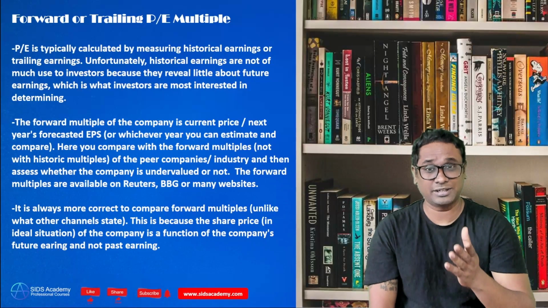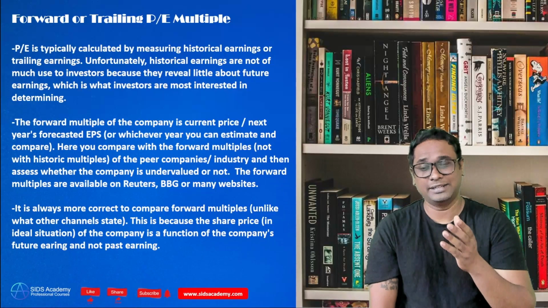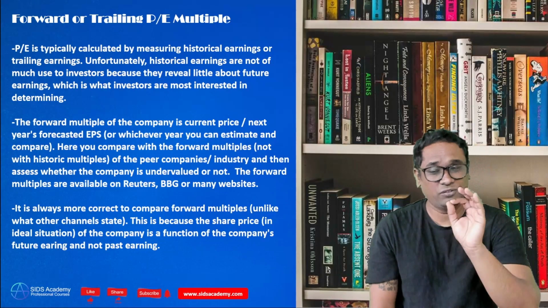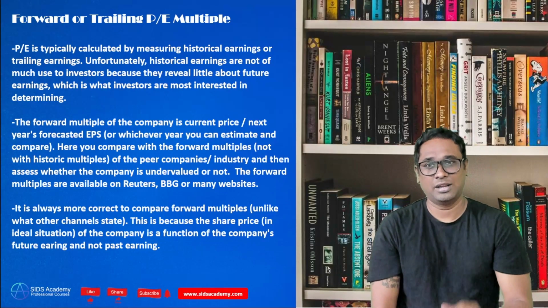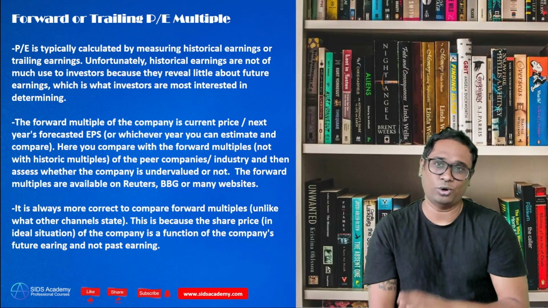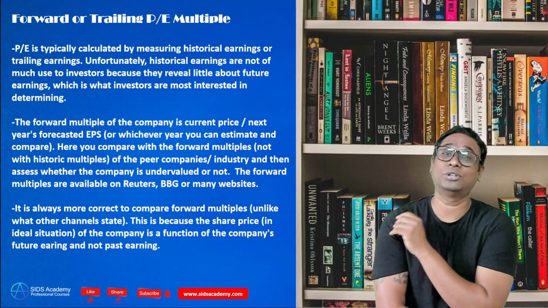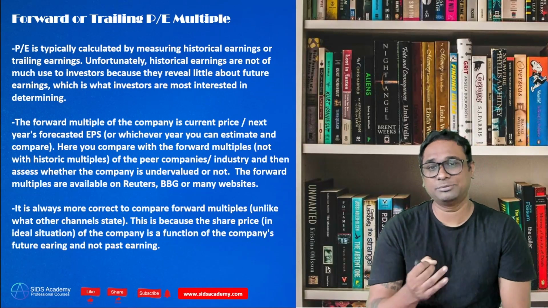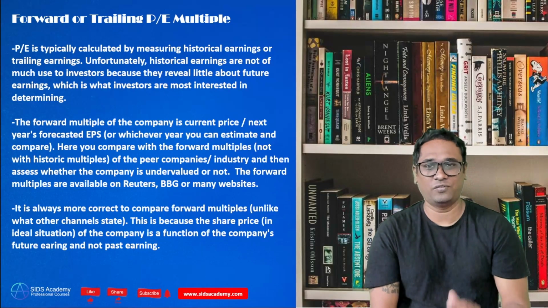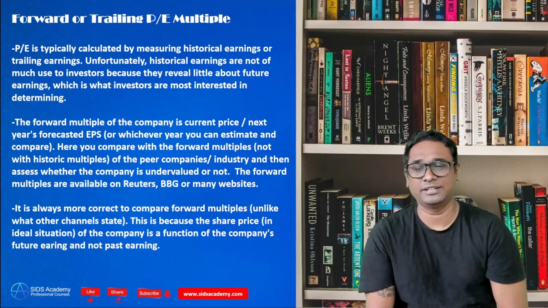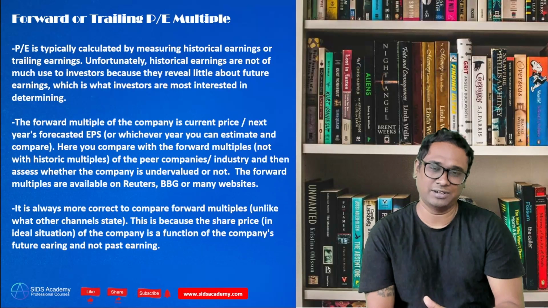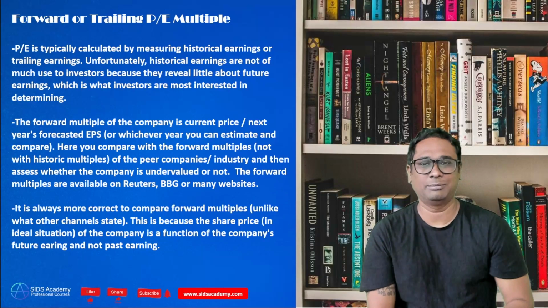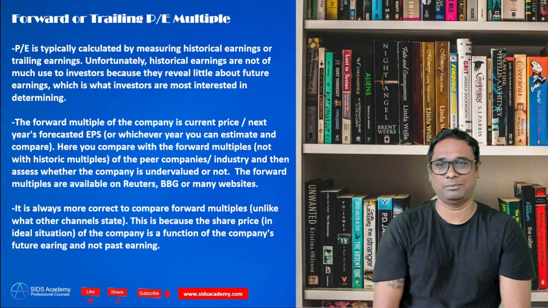And this is a very shocking phenomenon that on YouTube channels many people subscribe to the idea that people should be using trailing 12-month multiple. But if you have an option to compare either forward multiple or trailing 12-month multiple, always choose forward multiple because the share price is a function of forward earnings. Okay, this is because the share price in an ideal situation of a company is a function of the company's future earnings and not the past earnings. So if you have a reliable database where you can choose forward multiple, then always use forward multiple rather than trailing 12-month P multiple.